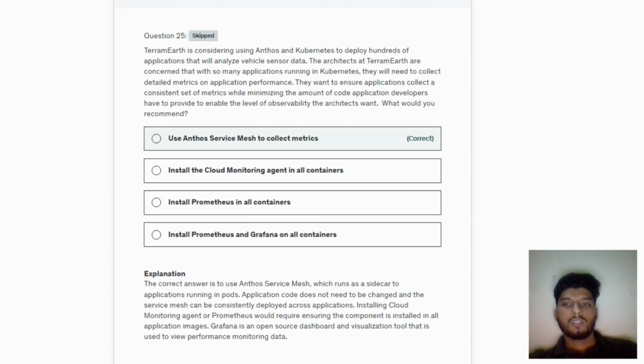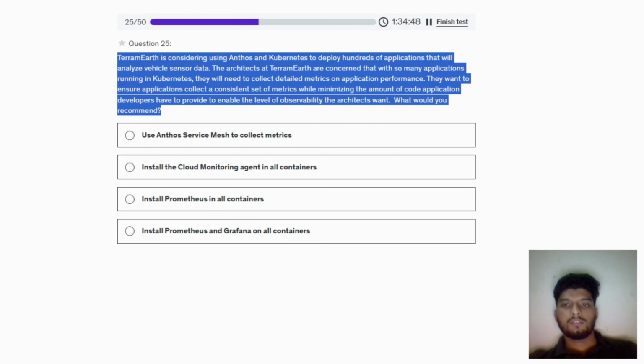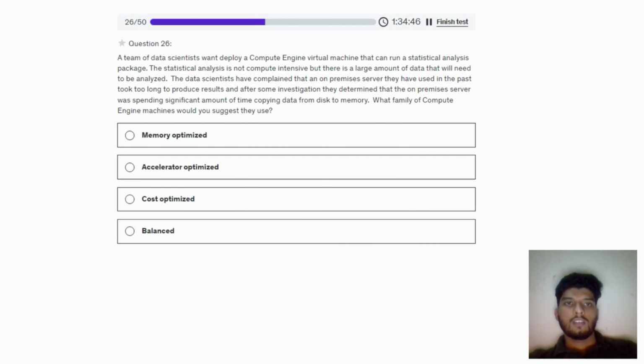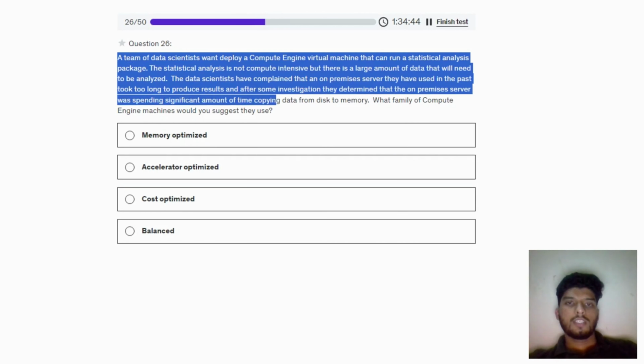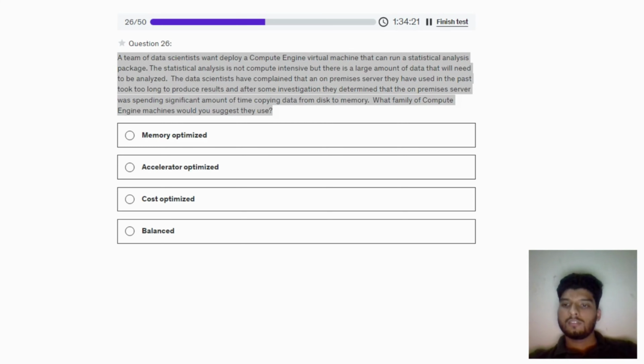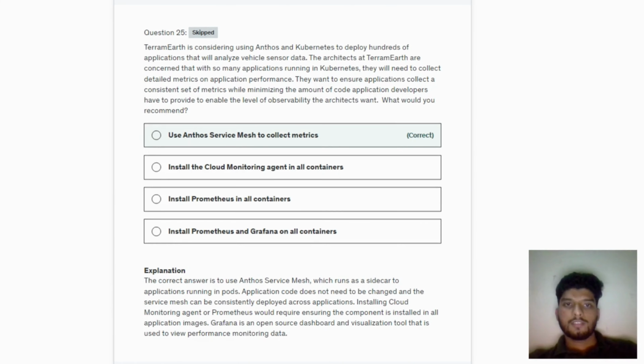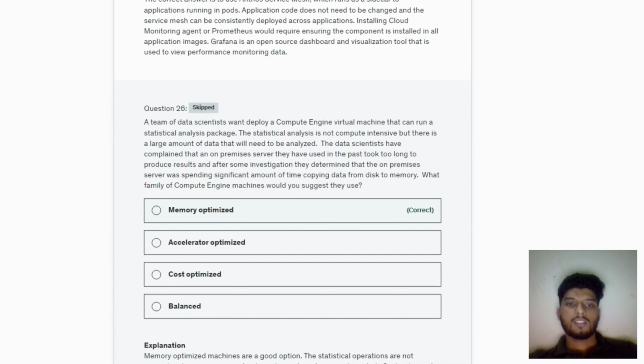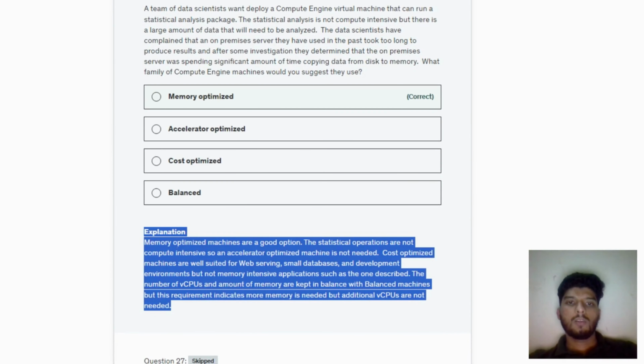And next, question number 26. Here is question number 26, and you have to select the right one option from the options available. And the right answer is memory optimized. And here is the explanation that memory optimized machines are a good option. The statistical operations are not compute intensive, and an accelerator optimized machine is not needed.